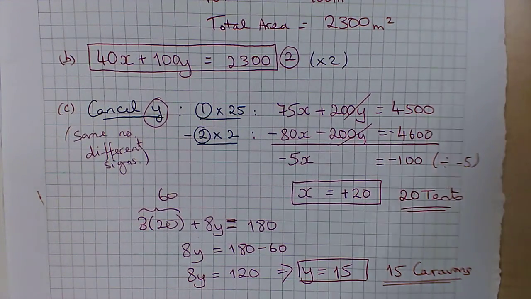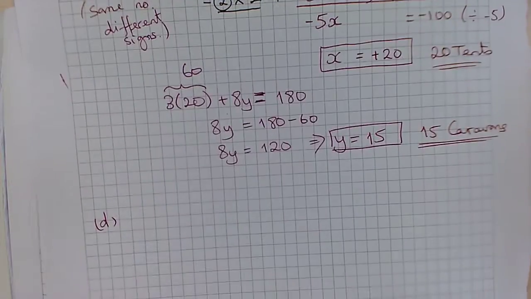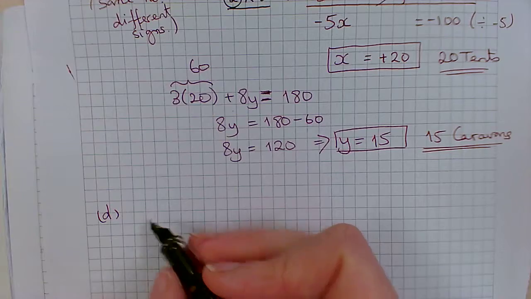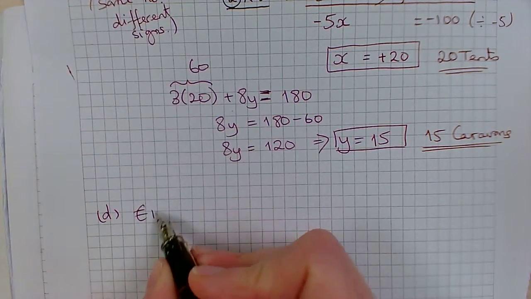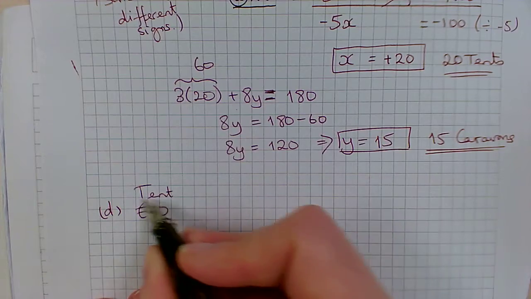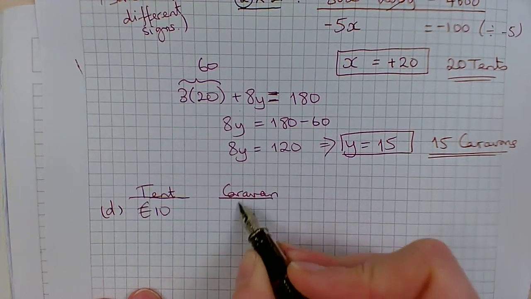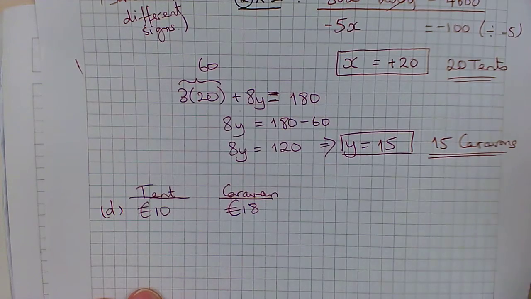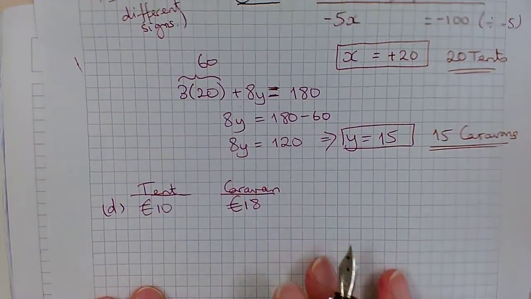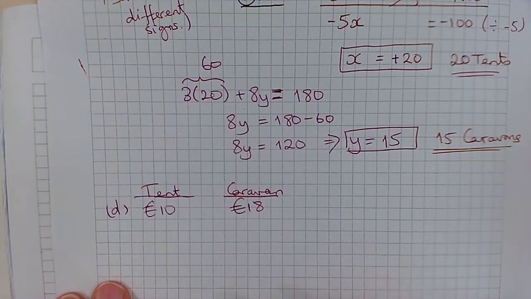Now we're not quite finished. There was a part D. So part D says that the campsite charges €10 per day for a tent and €18 per day for a caravan, and they want to figure out how much money they earn every day on this campsite.